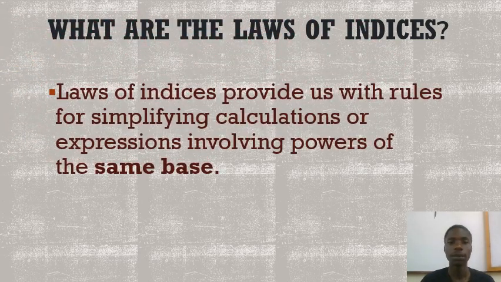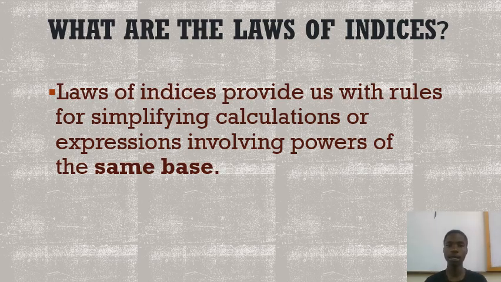Laws of indices provide us with rules for simplifying calculations or expressions involving powers of the same base. Powers of the same base means the same base, for our example there, it was A. The same base, A, can be multiplied as many times. In maths you can have calculations where you have many numbers and some numbers are equal. So the shortest way, instead of writing all of them, we can write A power 5.